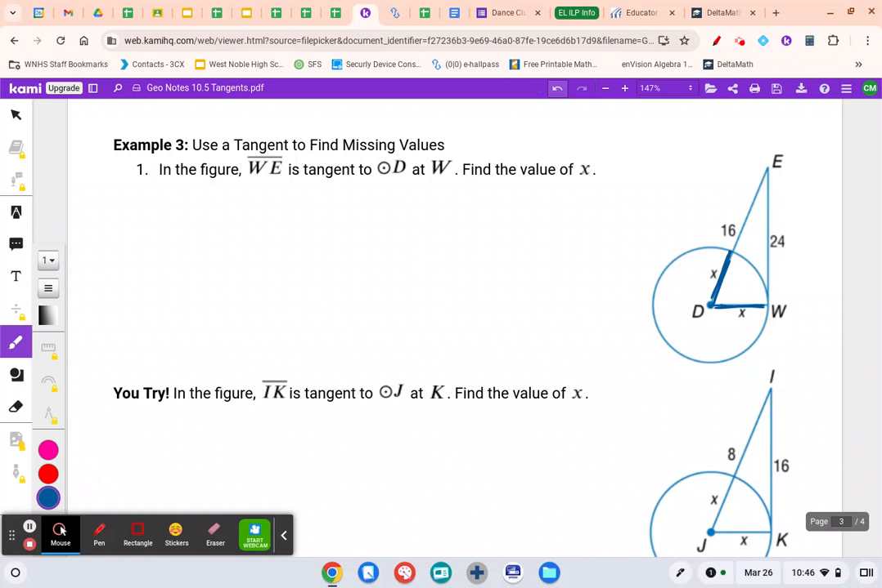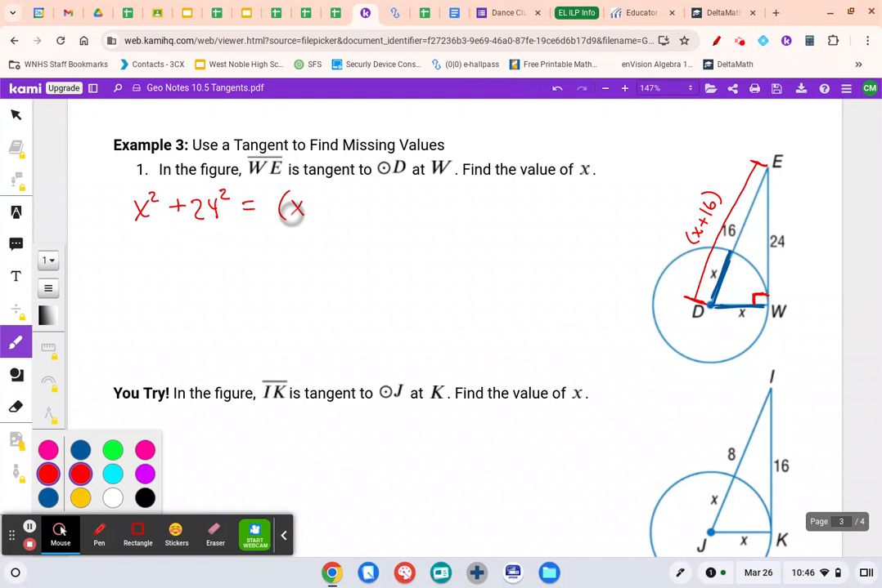Don't freak out. Also, reminder, since we know this is tangent, we definitely have a right triangle here, meaning that this is our hypotenuse. So that's our c squared. Now, see that hypotenuse segment is actually in total x plus 16. So we're going to have to use that here in a minute. We're going to take a squared, so x squared, plus b squared, so 24 squared, equals that total c squared.